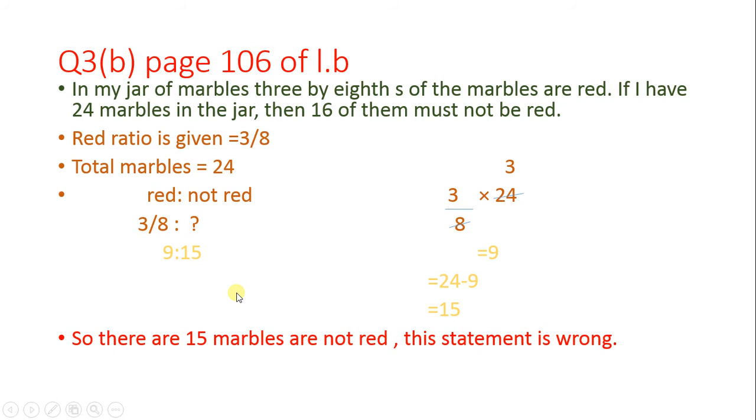So according to all the statements and all the values, this given statement is true. Now moving towards part B. In part B, they are saying, in my jar of marbles, 3/8 of the marbles are red, and if I have 24 marbles in the jar, then 16 of them must not be red.